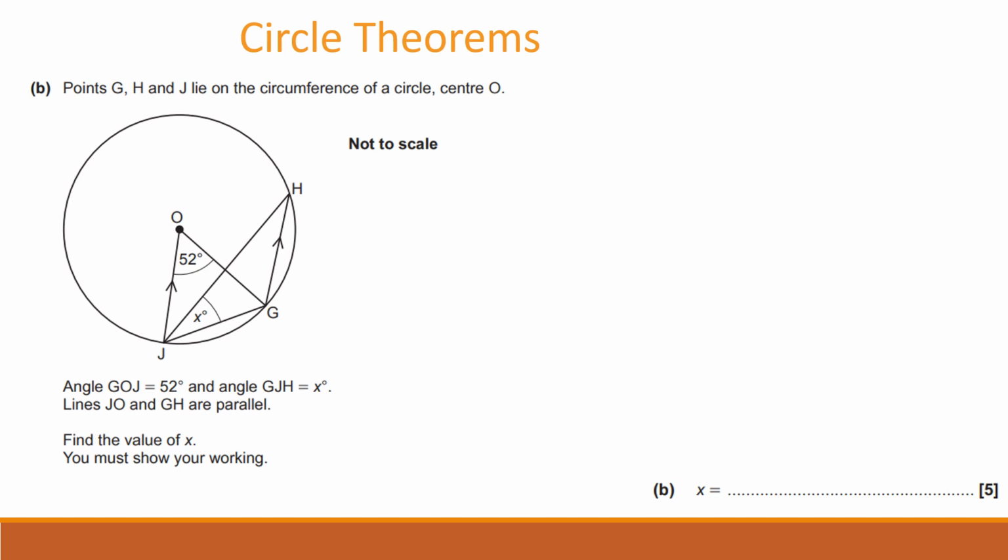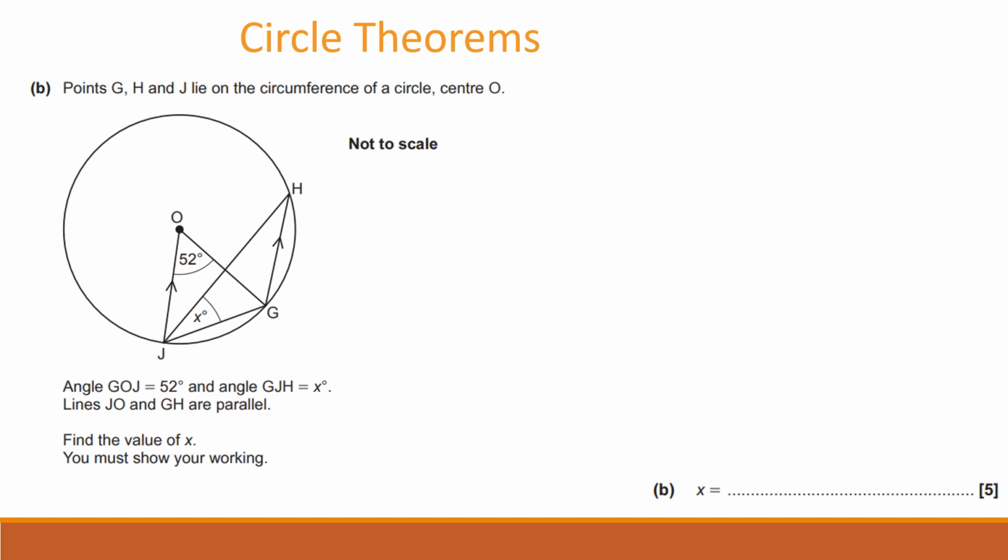For part B, we've got a more complicated diagram, and I'm going to show you 2 methods in order to be able to solve this. The first method gets us to the answer slightly quicker, and they start off in exactly the same way. In this diagram, you're told that the angle GOJ is 52, which is labelled on the diagram. You're told that angle GJH is X, which is the angle we want to find. And you're told that the lines JO and GH are both parallel.